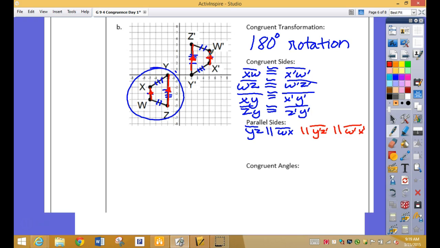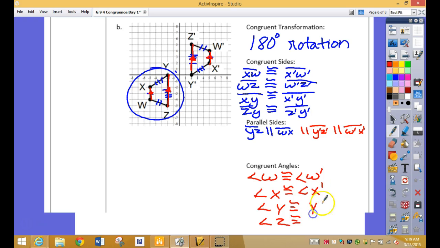Congruent angles, easy again when they're labeled primes. All you have to do is match them up. Angle W is congruent to angle W prime. Angle X, angle Y, angle Z are all congruent to their prime. So the angle X prime, Y prime, and Z prime.